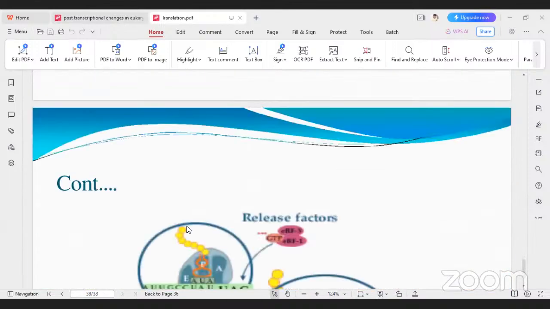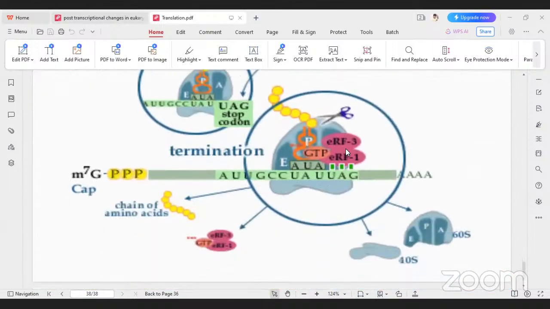When these codons reach the A site, one of the nonsense codons, UAG, is recognized by release factor 1, and it is RF3 stimulated. Stimulated means the polypeptide bond is separated. Now the protein is formed. This is called protein synthesis: initiation, elongation, and termination.